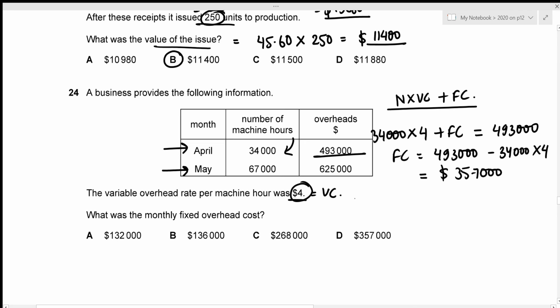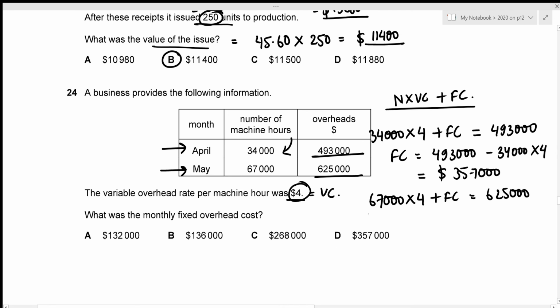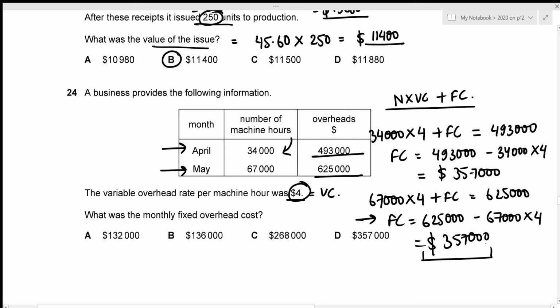Let's figure it out from May as well. That would be 67,000 times the variable overhead rate, which is 4, plus fixed cost, resulting in the total overhead of 625,000. This means that our fixed cost is going to be 625,000 minus 67,000 times 4, which again results in the value of 357,000, which means that this is the answer that we require. And this value is given in option D, so that will be the correct answer.